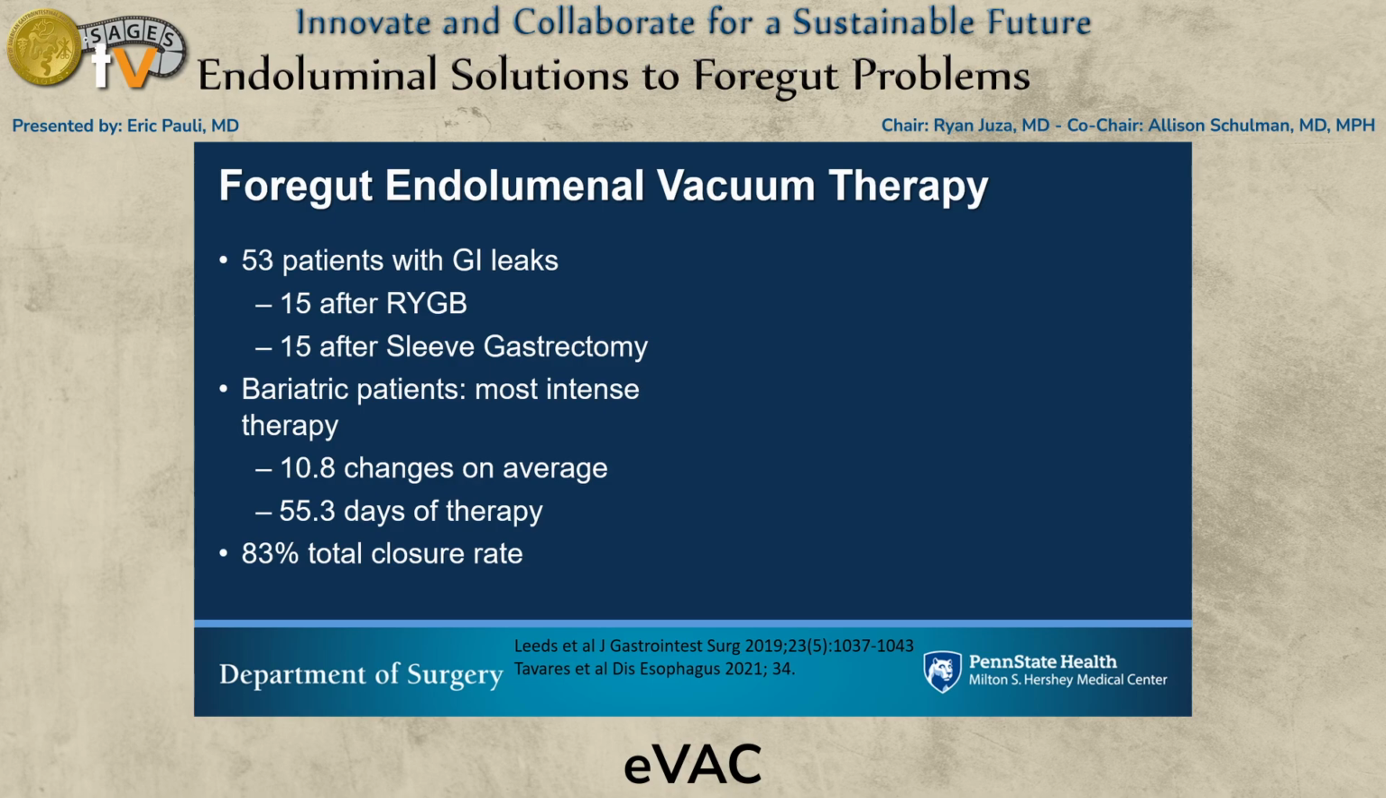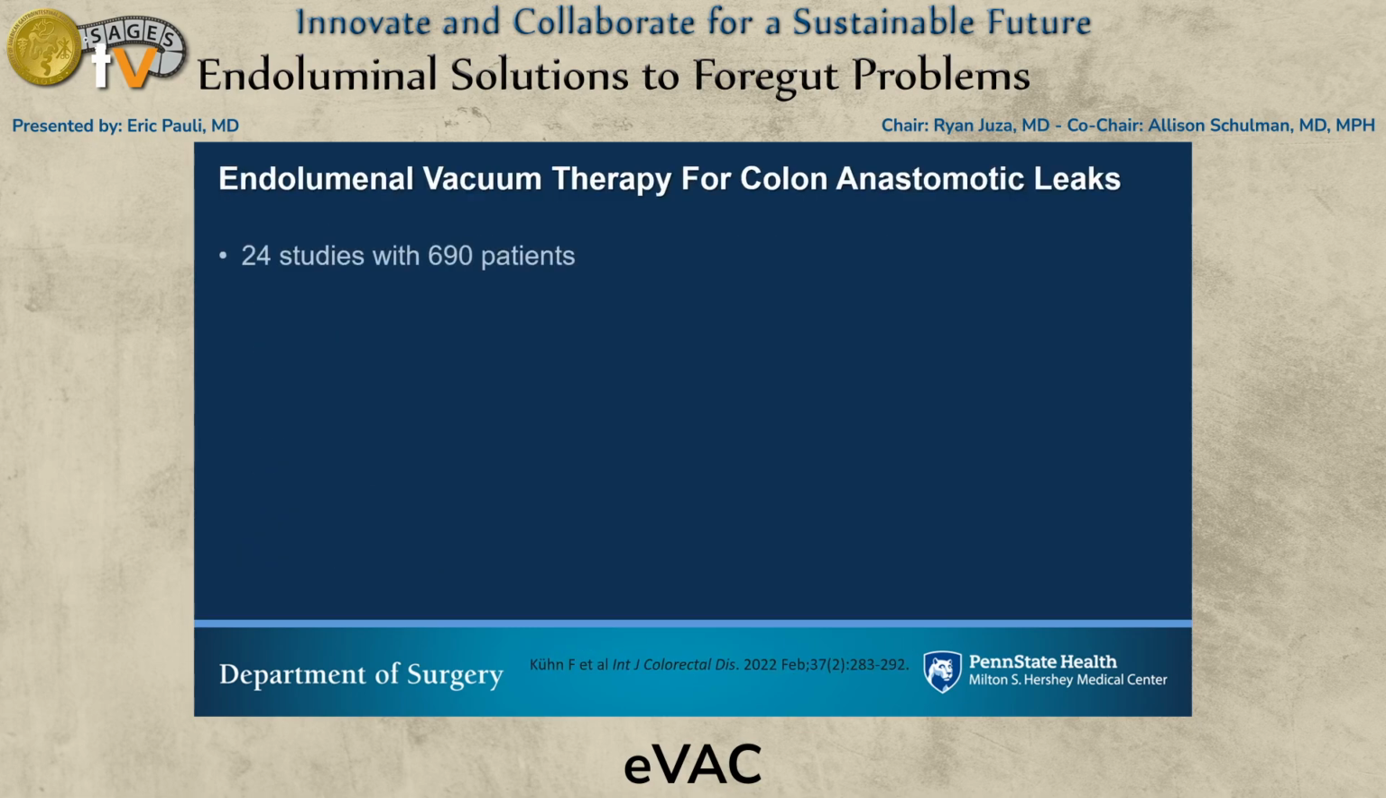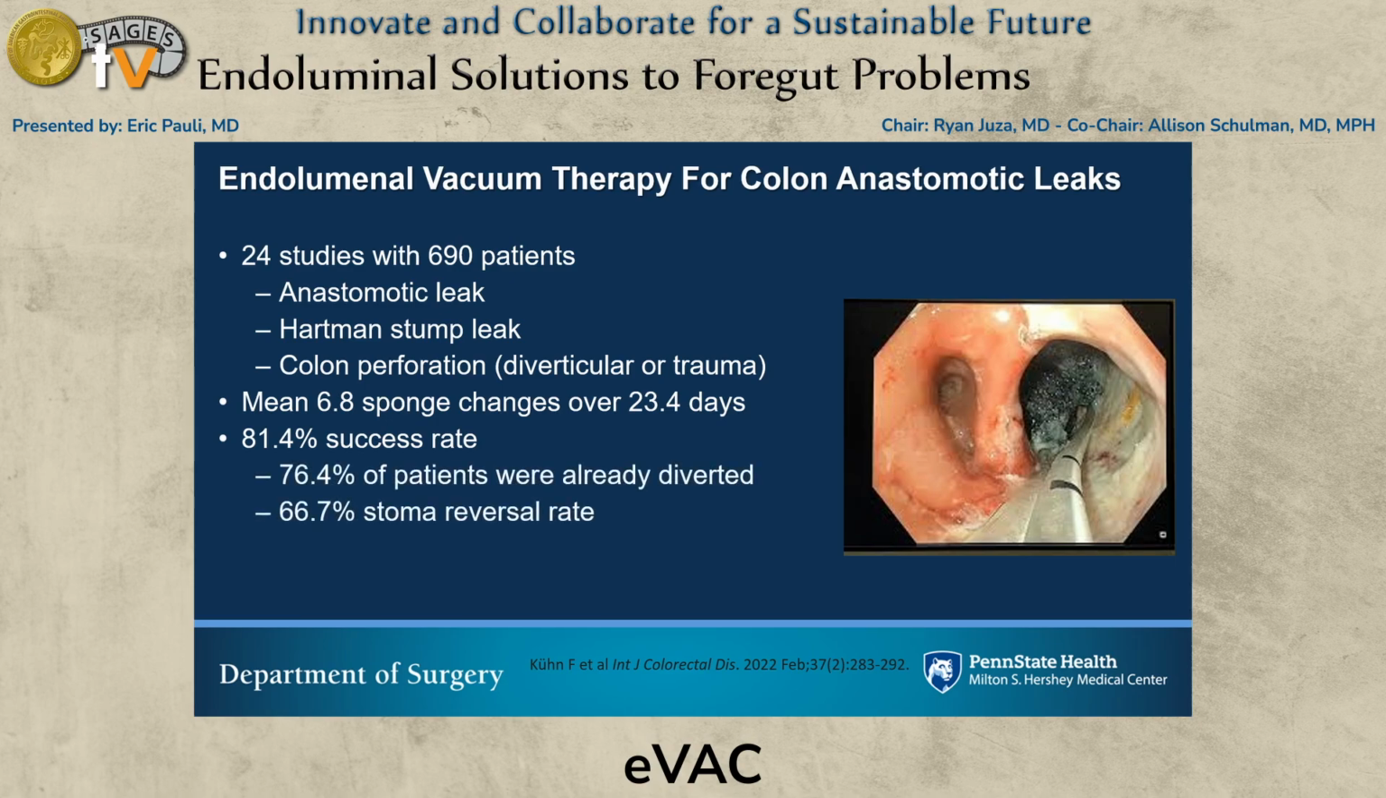Does this work? This is some work from Steve Leeds looking at upper GI leaks. This is great data from the US, 83% closure rate, although very labor intensive. When you look at lower leaks, obviously this is favored over stents, and the mortality favors doing eVac as opposed to other therapies. For lower anastomotic leaks, this is a meta-analysis that recently came out in 2022, 24 studies, with a mean of 6.8 exchanges over about a month or so, with an 81% success rate. Again, these are high-value anastomoses, and if you can salvage it, your patients are going to be happy.